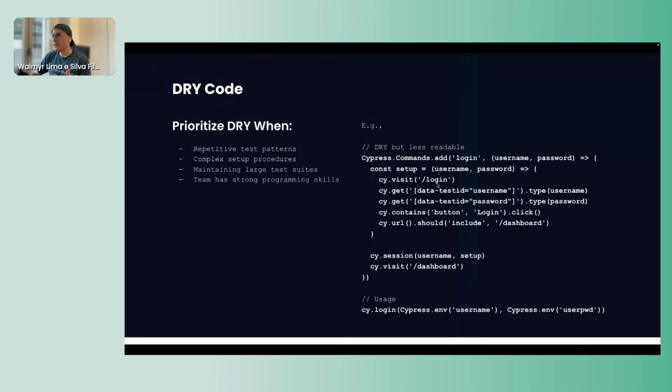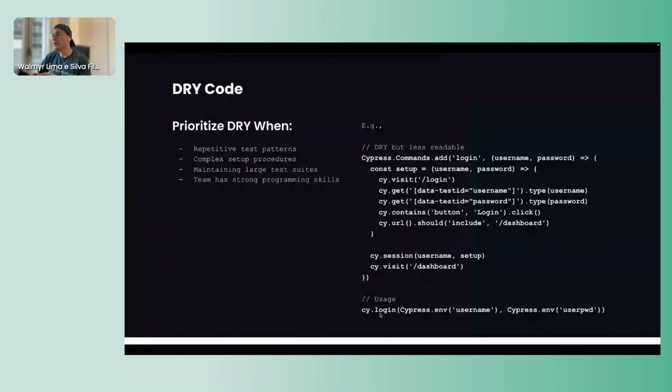This is a variable that is receiving a function that has the exact same steps as we saw before, and then we are passing to cy.session the username, which is an argument that we received here, and we are also passing the setup function, which is a variable that we created and stored an arrow function inside of it. And after that, we use cy.visit.